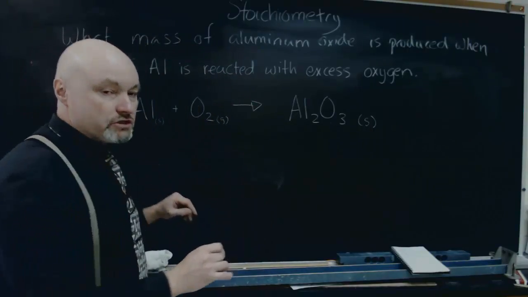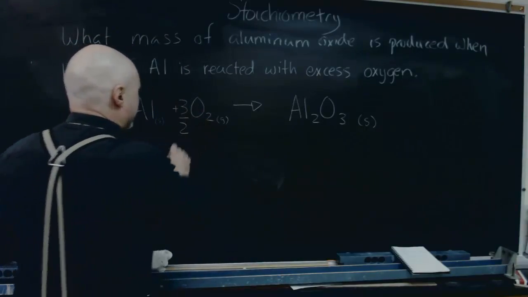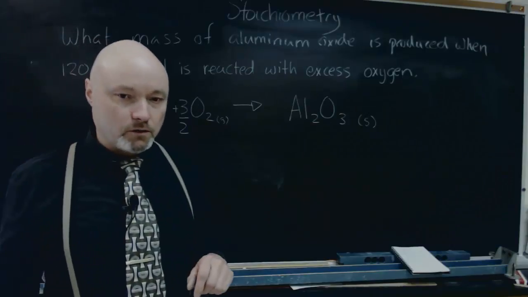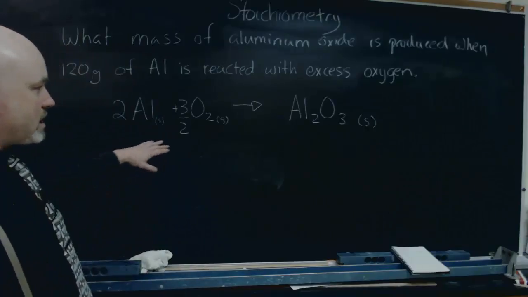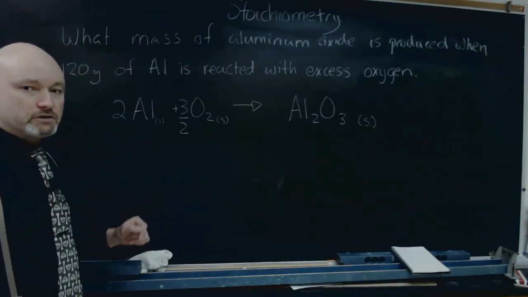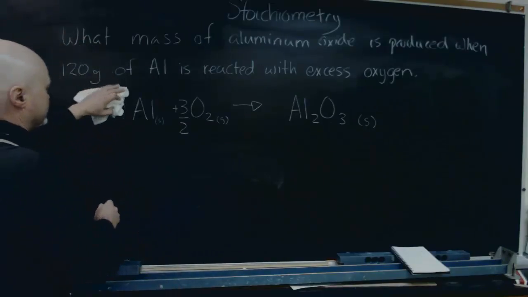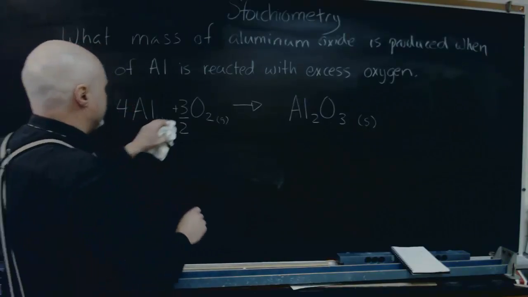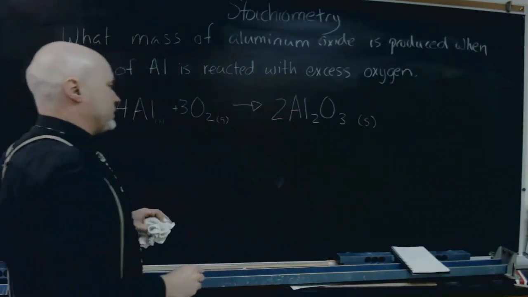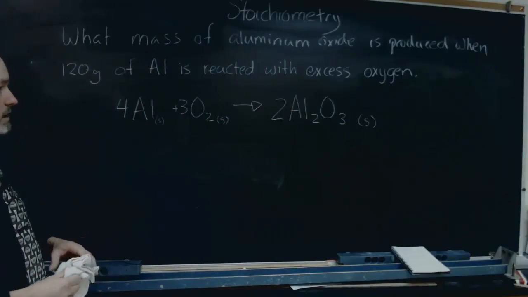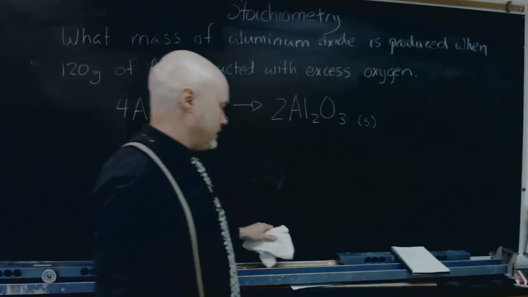So I'm going to do this sheeting method first of all. I'm going to say we have 3 halves of an oxygen molecule, and depending on who you had in grade 10, they might have told you that that's a crime. And so what we're going to do is just multiply this whole thing through by 2. And so we have 4 aluminums, we have 3 oxygens, and we have 2 aluminum oxides. Did I get that right? I think I did. Okay.